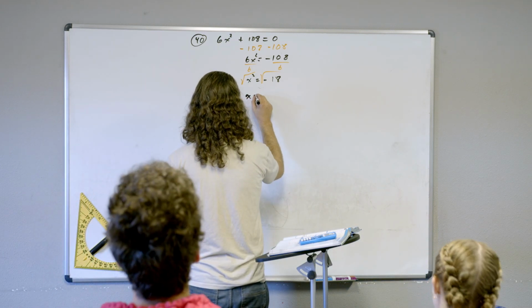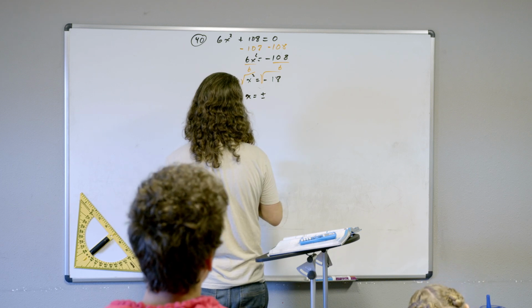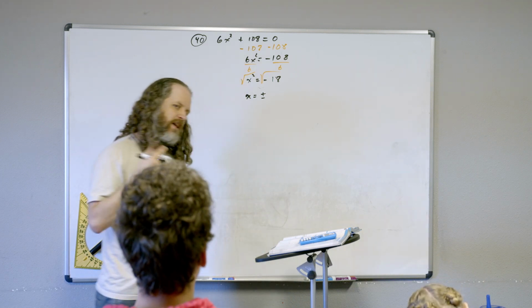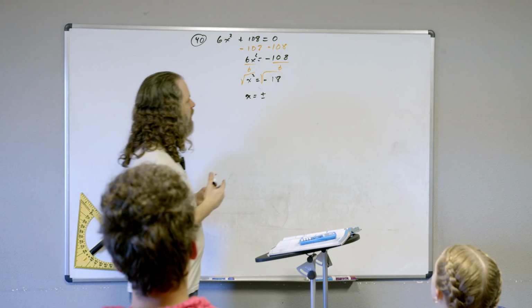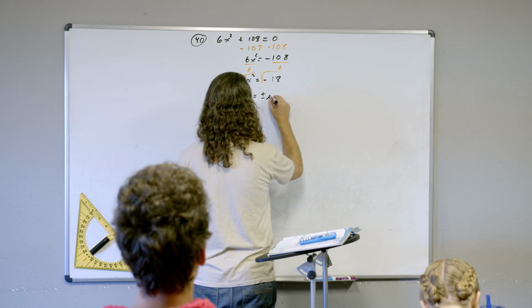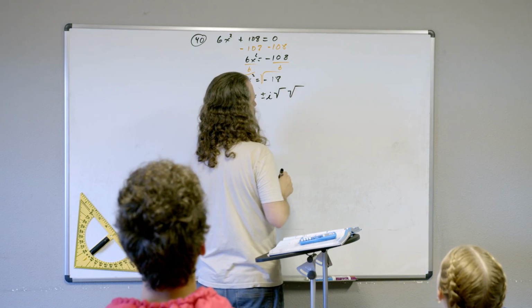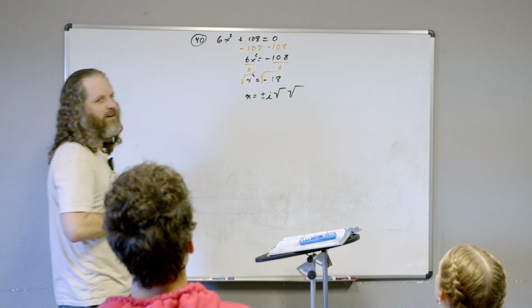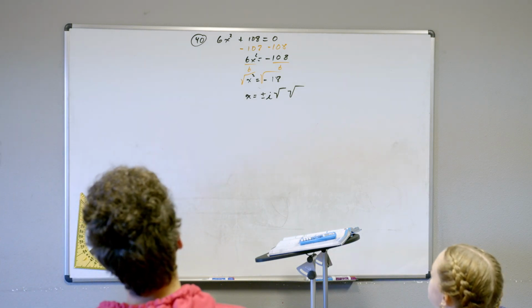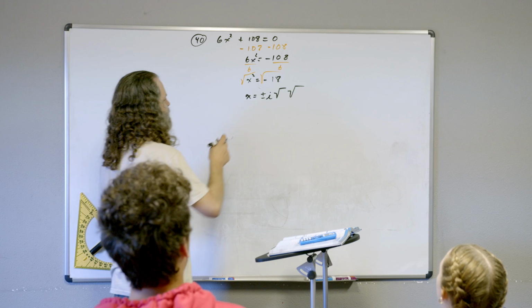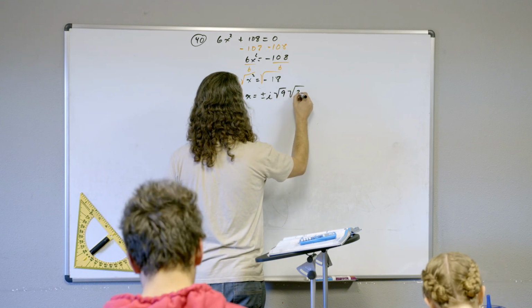So x equals plus or minus the square root of a negative, which is going to give us what? I times something. Are there any perfect squares inside of 18? No. There definitely are. 9 and 2. 9 times 2 is 18.